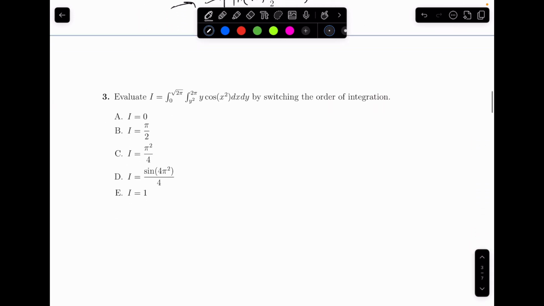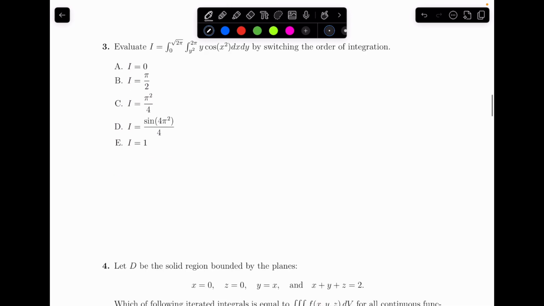Question 3, evaluate I equals integral 0 to square root 2 pi, y squared to 2 pi of y cosine x squared dx dy by switching the order of integration. Very nice. So I'm going to draw out the bounds, or the region. So x is going from y squared to 2 pi. So that's x equals y squared. And then let's just do our 2 pi like this. Pretty standard. X equals 2 pi. And then y is going from 0 to square root 2 pi. That's exactly like this thing right here. So that's perfect. Y equals square root 2 pi. Cool. So this is our region.